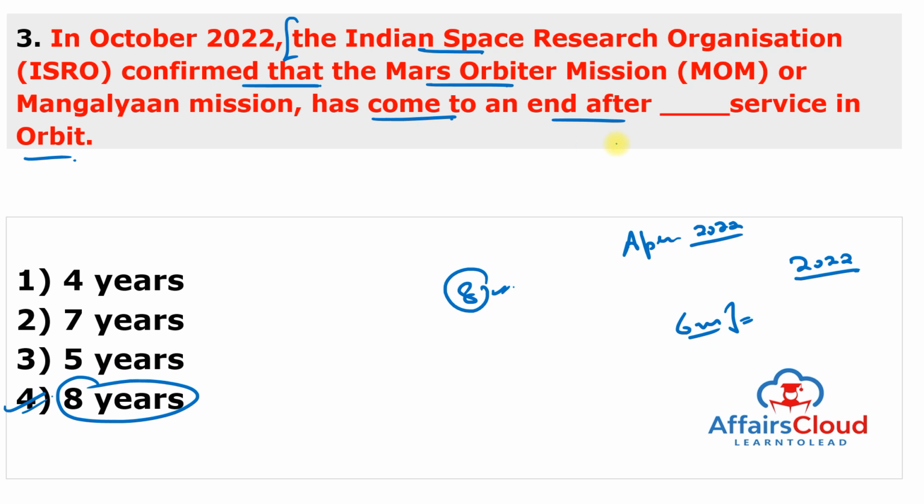Despite that, in 2022 this Mars mission has completed 8 years of work since its inception. India's first indigenously built interplanetary mission was launched by ISRO to study the Martian surface and atmosphere on the 5th of November 2013. After successfully completing 300 days of its interplanetary journey, the space probe was inserted into the Martian orbit in September 2014. So just remember, ISRO confirmed that the Mars Orbiter Mission, or the Mangalyaan mission, has come to an end after 8 years of service in orbit.